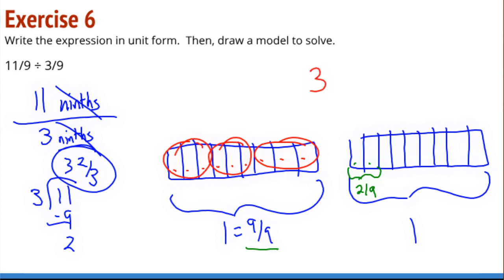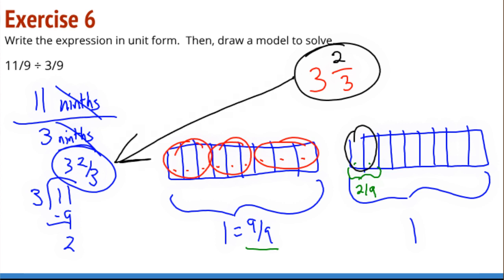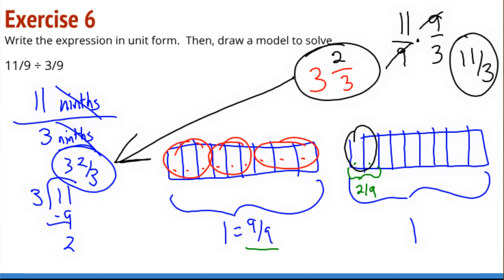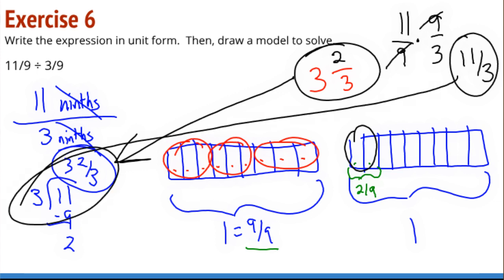So I've got 3 whole groups of 3, and the denominator's 3 because I'm making groups of 3. But then I've got these 2 pieces left over, so I can make 3 2/3 groups, which is what my prediction was. I've got 11/9 multiplied by 9/3. These will cancel, and I end up with 11 divided by 3, which is right here. So some big connections here between dividing fractions, multiplying fractions, the models.